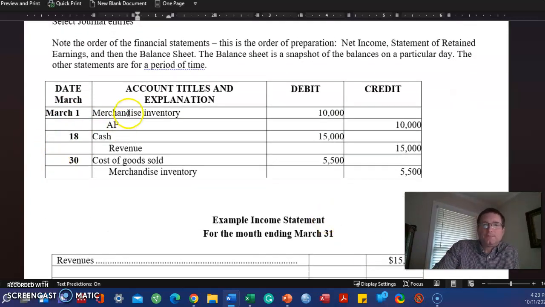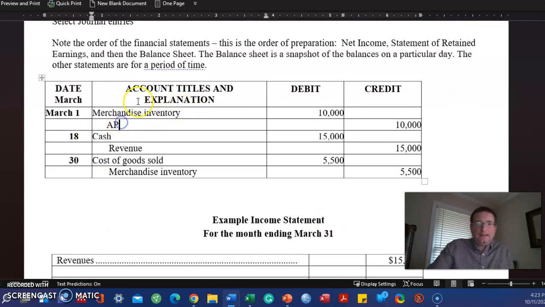On March 1st, we bought inventory and we financed it. It says accounts payable. And you don't need to know this. I'm just going to go over with you what a journal is, just to get an idea, and then we'll keep moving. We bought inventory for $10,000, and we financed the whole entire purchase for $10,000. So our debit equals our credit.